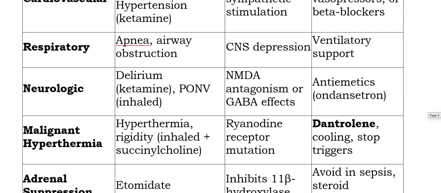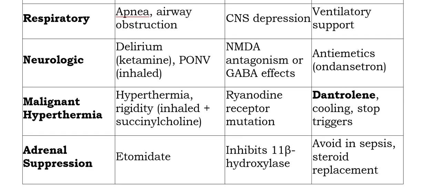The trigger causes massive calcium release, leading to sustained muscle contraction, incredibly high metabolism, and skyrocketing temperature, hyperthermia. Sounds terrifying. How is it treated? Immediately stop the trigger drug. That's step one. Give 100% oxygen, start aggressive cooling. And most importantly, give the antidote, dantrolene, intravenously. It works by blocking that calcium release. Fast recognition and action are absolutely key.